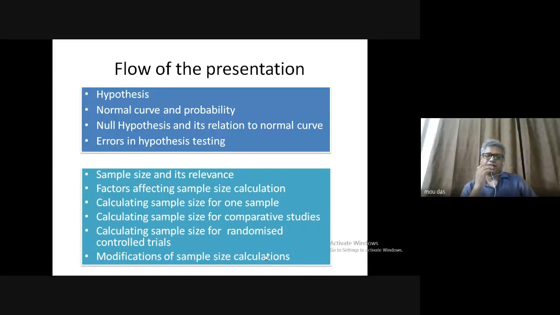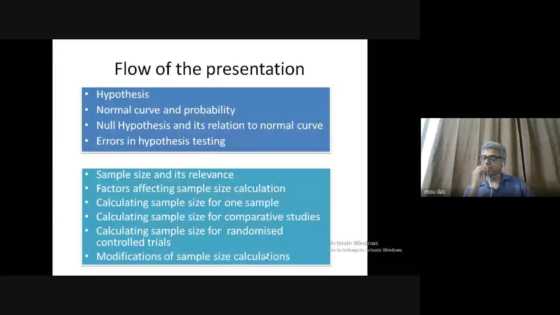So, finally, in that first part, we'll discuss why we need to test a hypothesis and what errors we make while testing a hypothesis. The second part will deal with the proper topic, that is how to calculate a sample size, what is the relevance of calculating a sample size, how we calculate sample size for a single sample study, how you calculate sample size for a comparative study, what the considerations of sample size calculation for a randomized control trial are, and what modifications you need to make for sample size calculation.